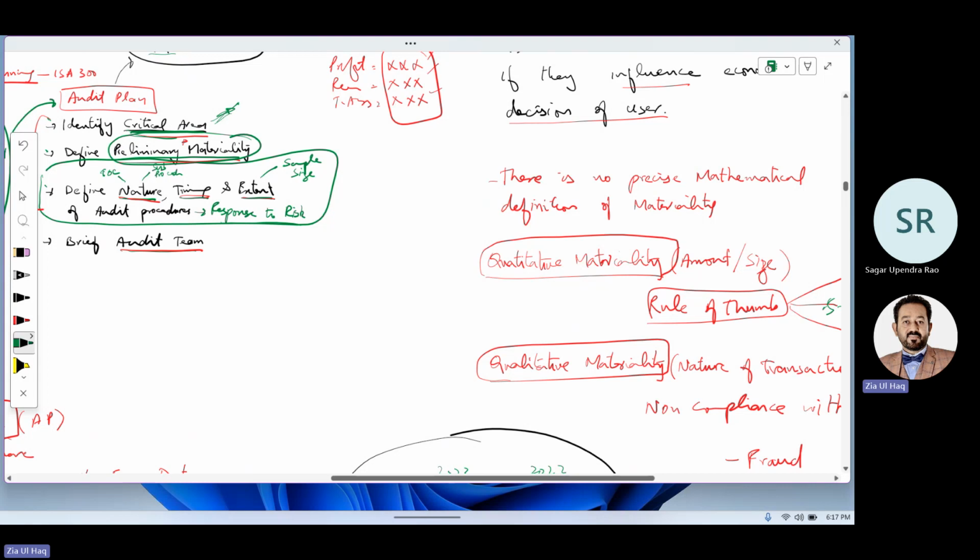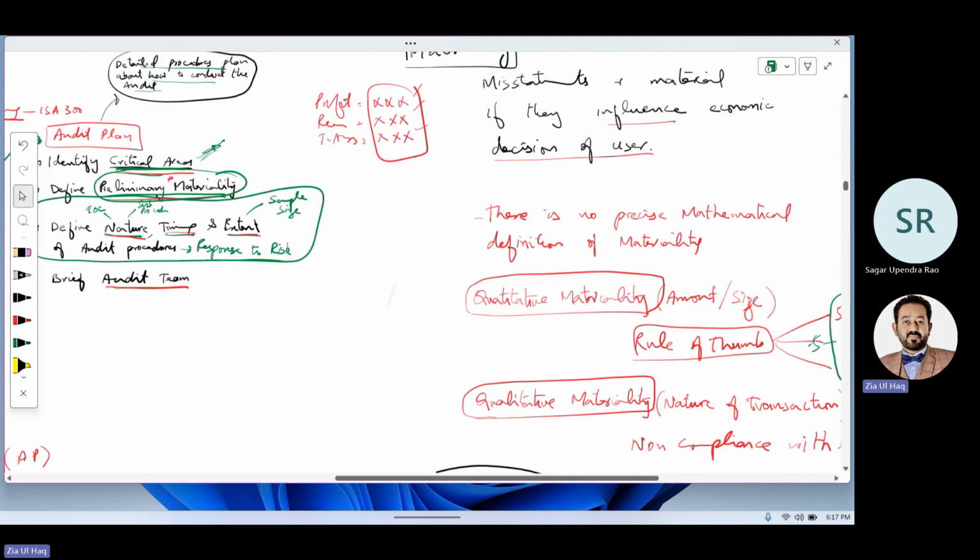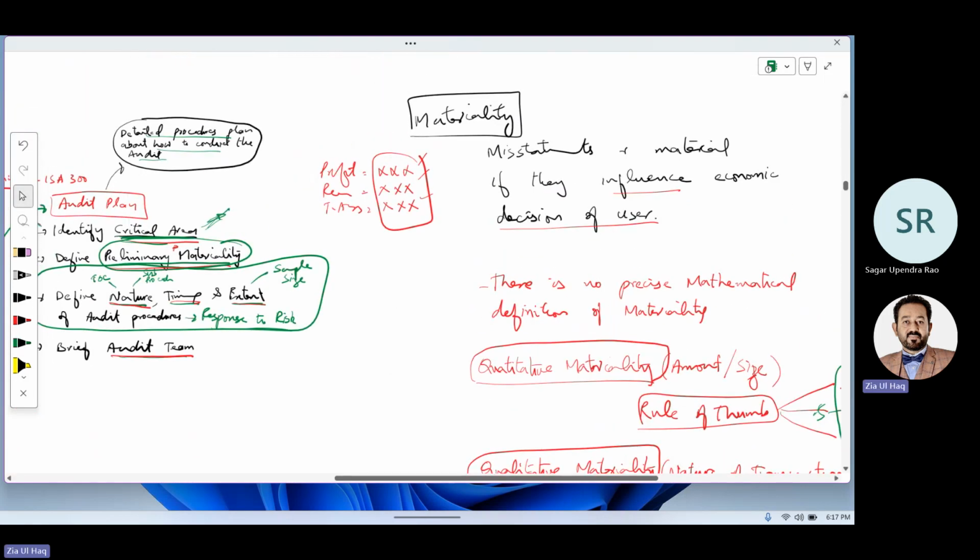At the start of the audit, during the planning stage, what does the auditor do? They take the financial statements and see what the profit figure is. They compute 5% of profit and write down a figure that is the materiality for profit.